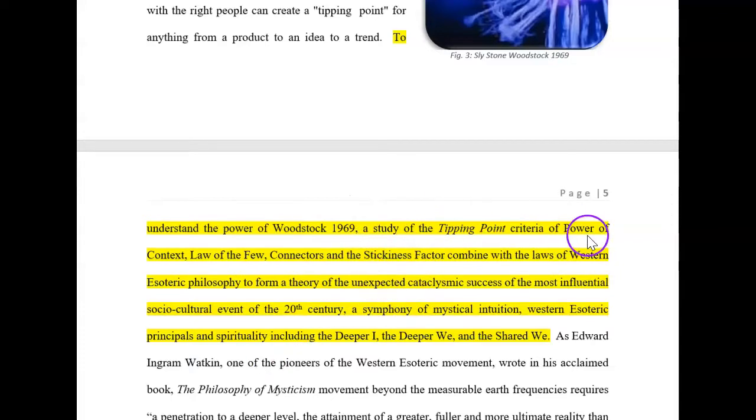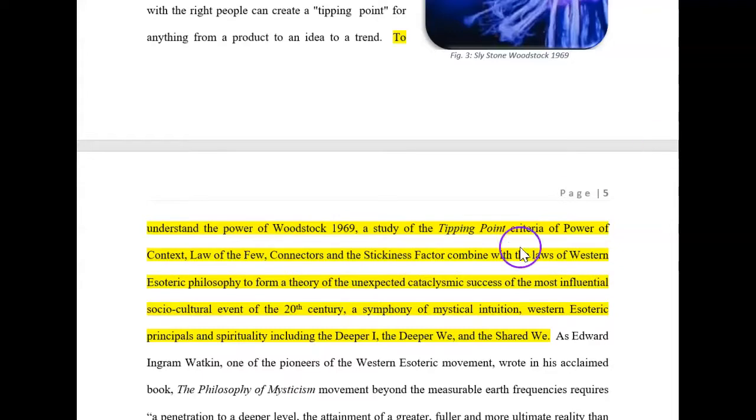once I review all of these sections, the power of context, the law of the few, connectors, the stickiness factor, and then I move into the spiritual explanation by combining the laws of Western esoteric philosophy to form a theory of the unexpected cataclysmic success of the most influential socio-cultural event of the 20th century, a symphony of mystical intuition, Western esoteric principles, and spirituality, including the deeper I, the deeper we, and the shared we. I know, but I'm showing you this only to show you what the reader expects to read.